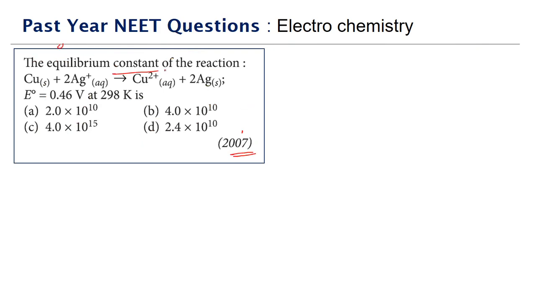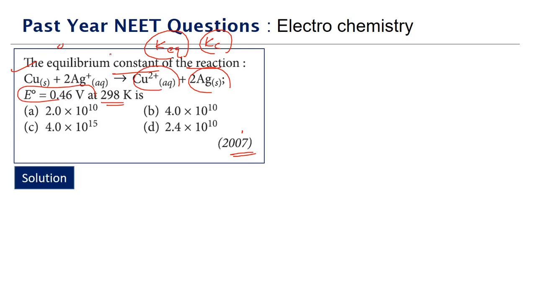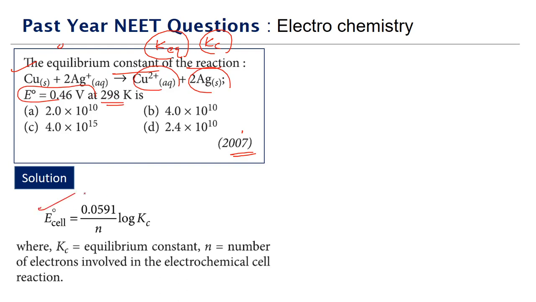The equilibrium constant, means we have to find the equilibrium constant, K equilibrium or Kc, whatever we represent. The equilibrium constant of the reaction is given: copper plus 2 Ag plus, means Ag plus ions are getting reduced, giving rise to copper 2 plus and Ag. E naught value at 290 Kelvin is 0.46 volt. We have to find the equilibrium constant. So how do you find the equilibrium constant?